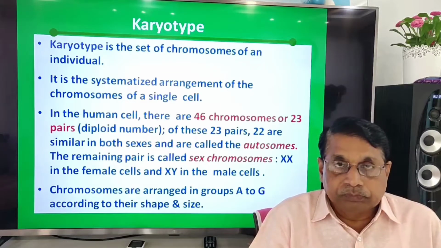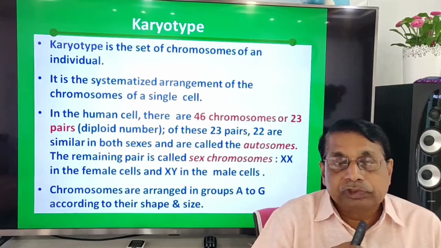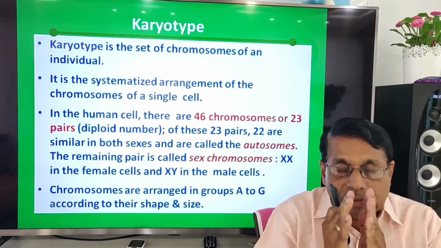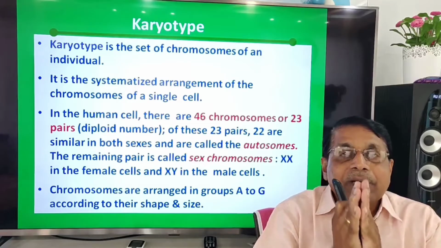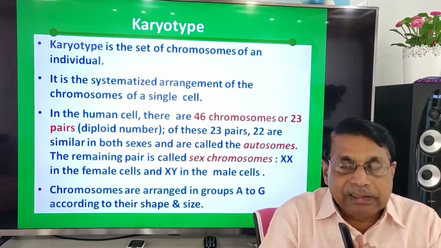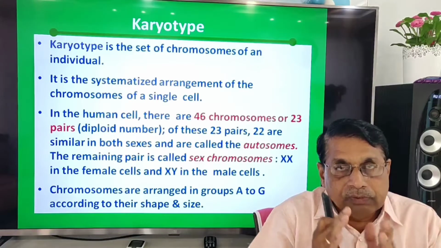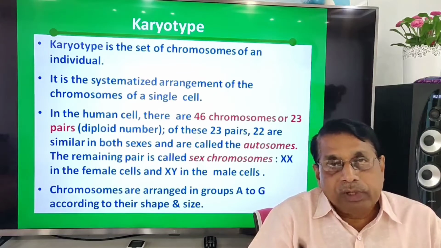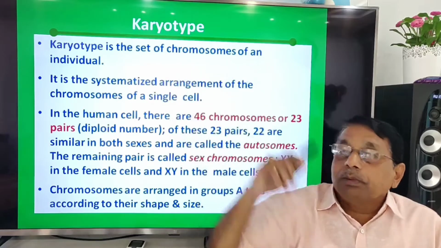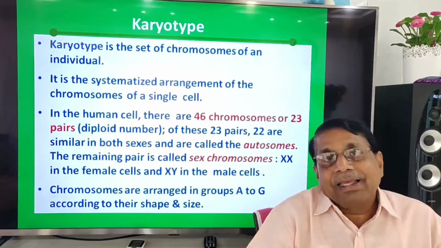Karyotype. What is a karyotype? Suppose an organism, like rice, has 24 chromosomes. We represent the 24 chromosomes in a diagrammatic form with respect to length, the centromere, and the arms. That is called a karyotype. For example, all the 46 chromosomes of human beings are shown in diagrammatic form.